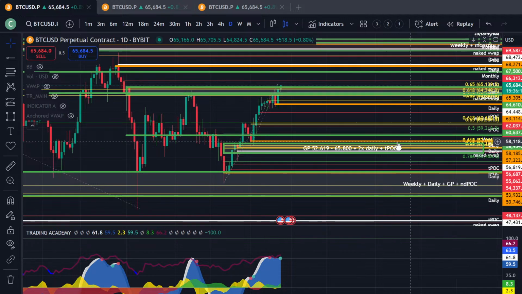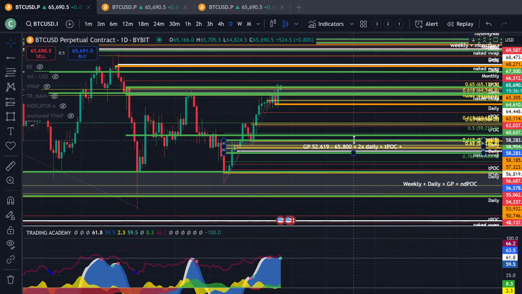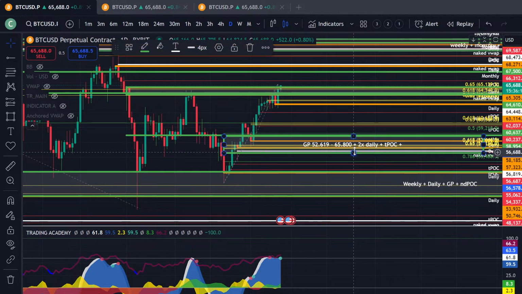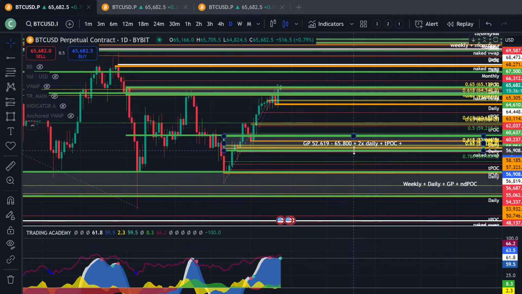So 59. I would probably draw it out a little bit, the TPOC in here, because it's a monthly. This is an area I'm interested in. I'm not going to take a trade from this area. I'm going to take a trade from this area if you get bullish momentum. I'm not looking for a limit order in this area. This is the area where my interest is triggered, where I want to follow the market. So that's why I put this up.